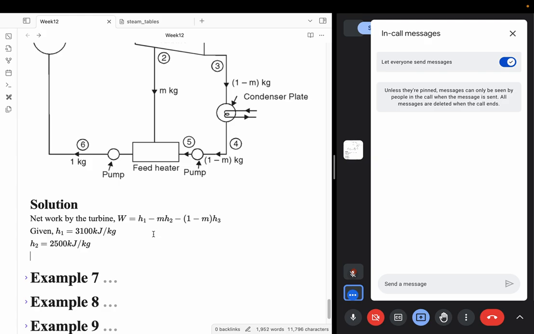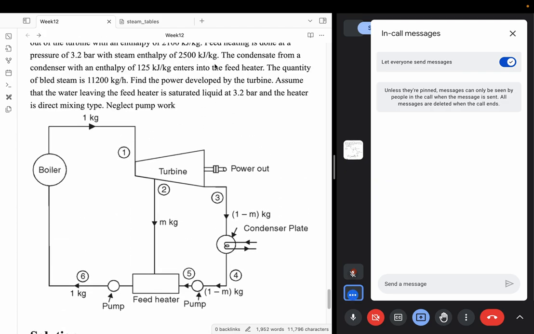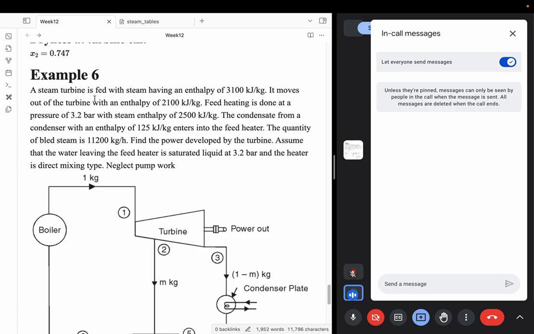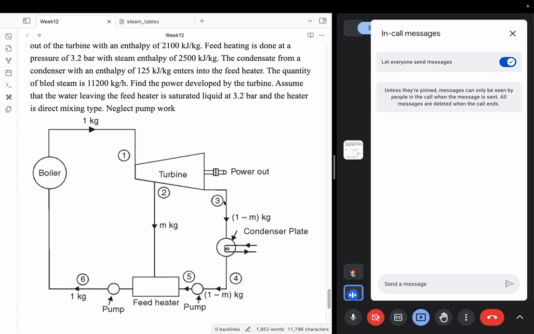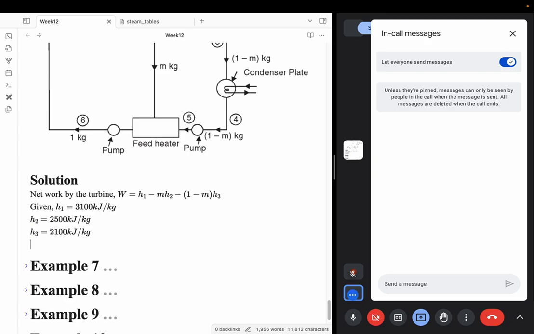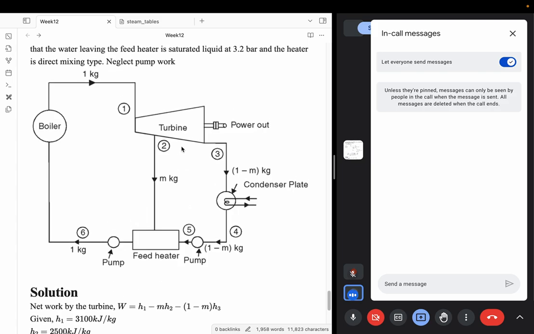So what else do I need to know? Do I know the value of state 3? Do I know the H3 value? So again comes the next part. It says that it moves out of the turbine with an enthalpy of 2100 kJ per kg. What is coming out of the turbine is state 3, the outlet of your turbine. So state 3 is also given to me. H3 is given as 2100 kJ per kg. So in order to calculate the work done, my only unknown is the fraction of mass that is actually diverted to your feed heater. So how do you calculate this fraction?